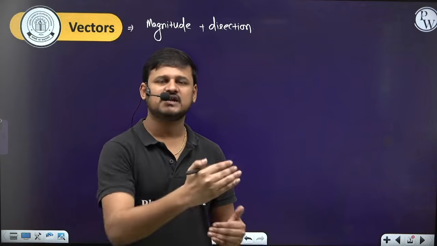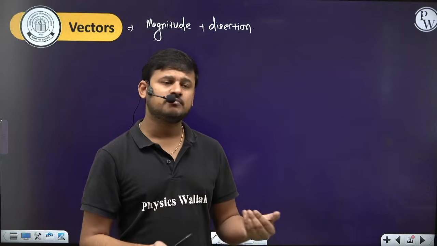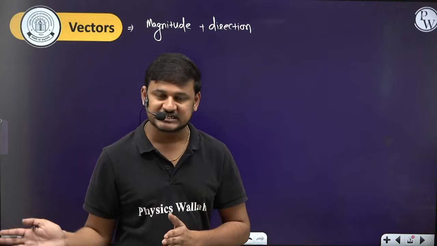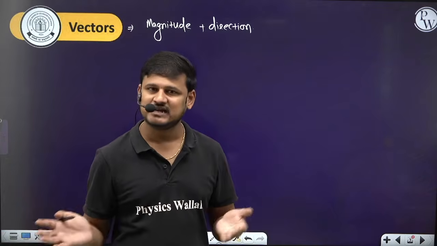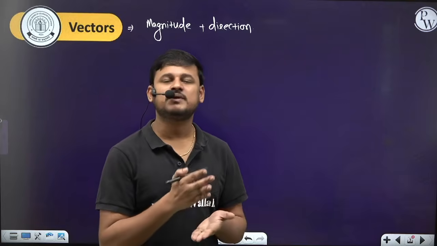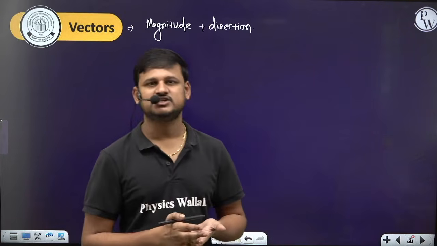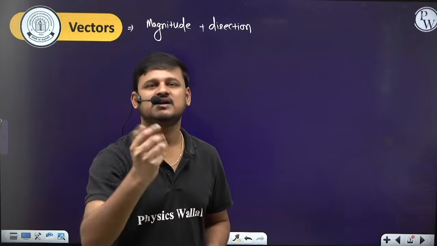I am walking at a rate of 5 km per hour, let's say. Am I going in the east direction, west, south, or north, right, left, up, down? I'm not saying anything. So 5 km per hour is just the magnitude. If I say I am going towards east, then it's a direction.